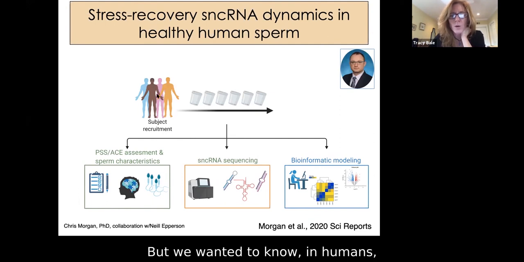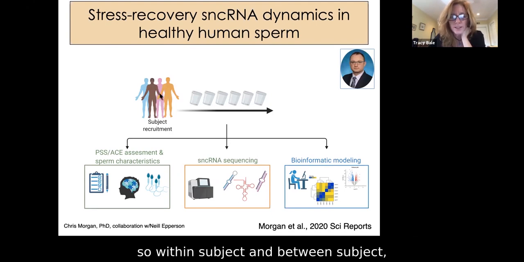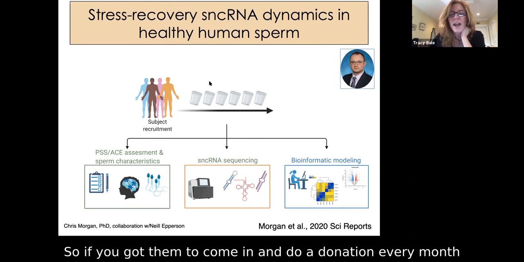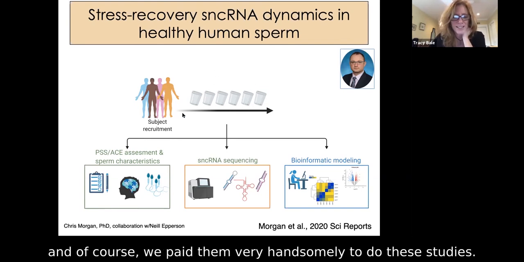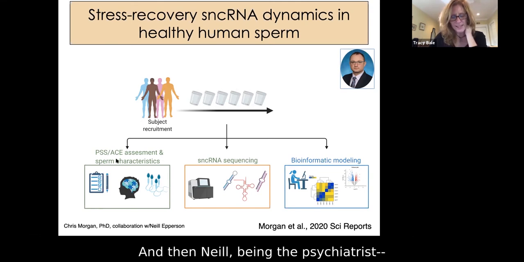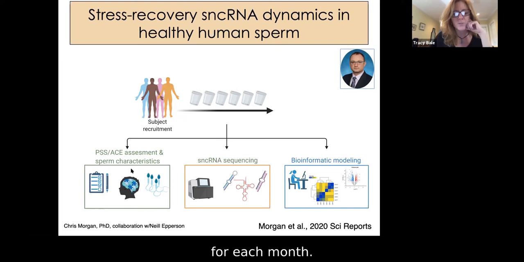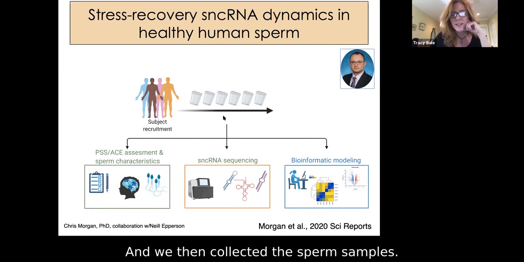But what we wanted to know in humans, what is the variability across a given subject? So within subject and between subject over the course of 6 months. So if you got them to come in and do a donation every month over the course of 6 months, and of course we paid them very handsomely to do these studies. And then Neil, being the psychiatrist, her group assessed them for perceived stress for each month. They did an initial assessment, of course, of all of their adverse childhood events, etc. And then we collected the sperm samples.